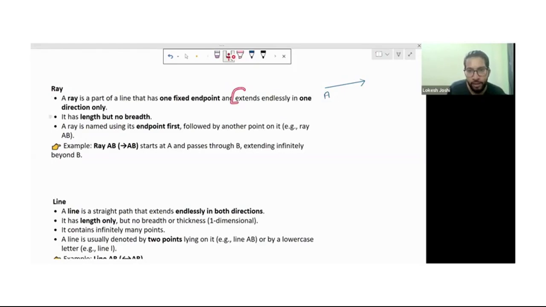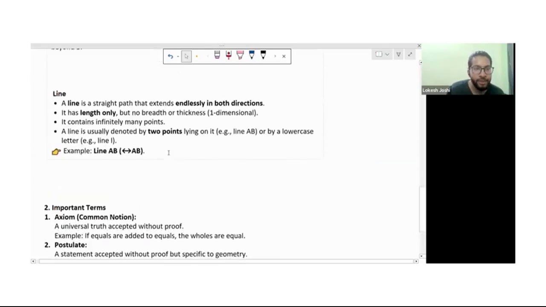Okay, this thing. I will also explain the line which is written there. It has a length but no breadth. We can find, suppose its length is 1 centimeter, but we cannot find its width. Okay. A ray is named using its endpoint first, followed by another point on this line, which means suppose this point is A, and this one is B. We represent it as AB and then an arrow. Okay, that's the representation.